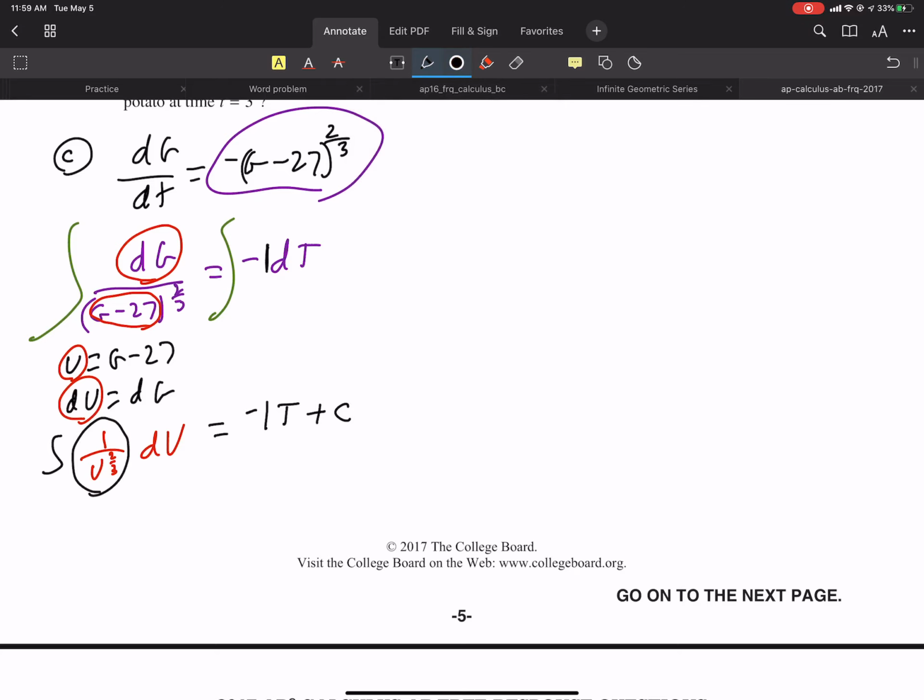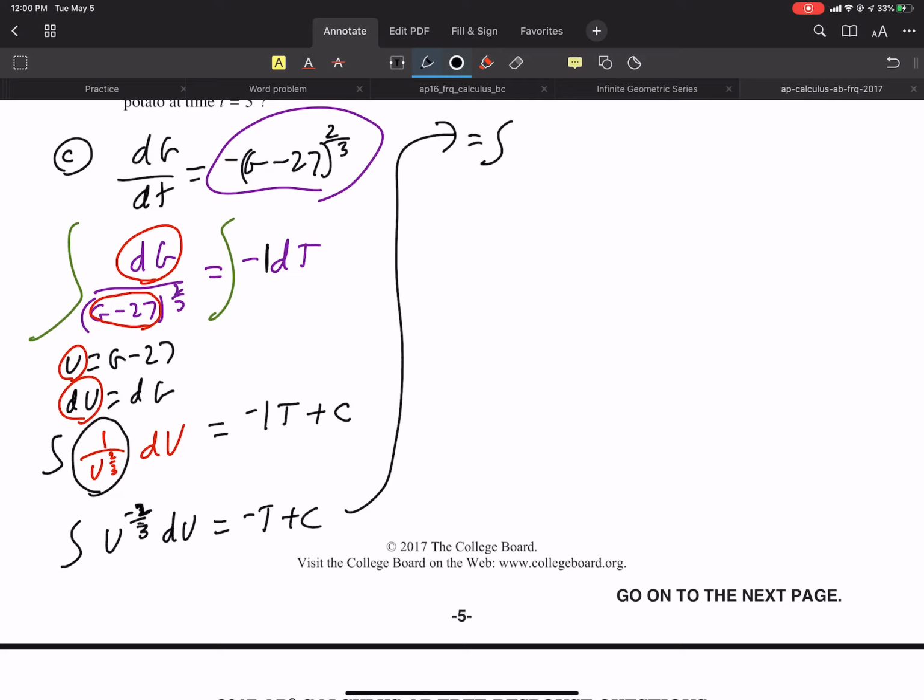I don't like that, but you should see the rewrite of this. So let me bring everything up here. The antiderivative of u to the negative 2/3 is, I add 1 to the exponent, and I divide by that. And then I end up with this.